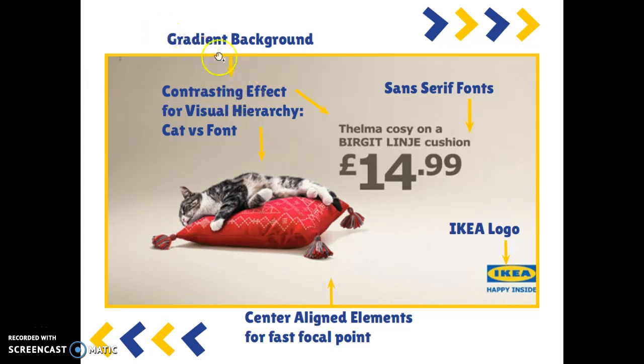So starting off with the gradient background. This gradient background is really important for two reasons. The first one is because it's actually adding contrast in the whole image itself. So because of the gray and the red over here, it allows us to really just focus on the red cushion first, along with the cat, and then follow along a line of the other colors that are contrasting the background. The other reason why it's important is because it also creates consistency.